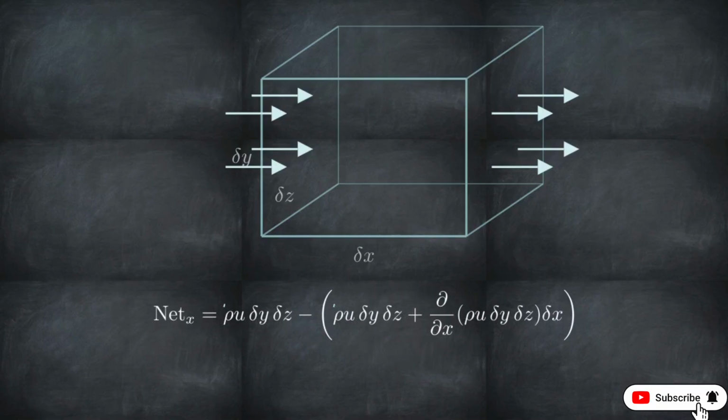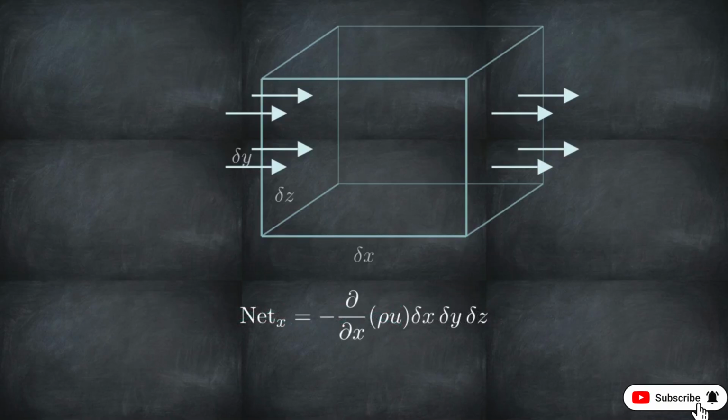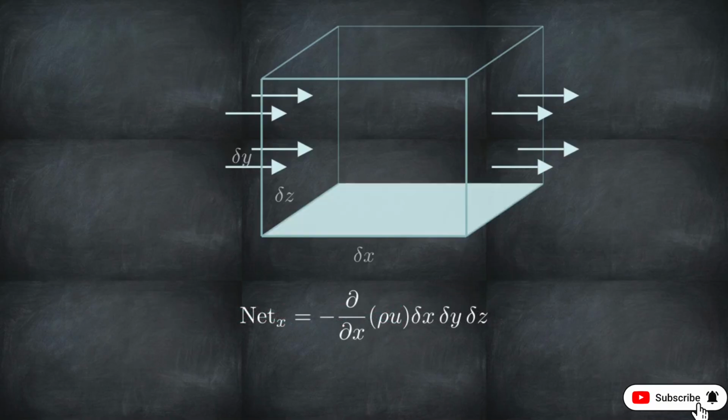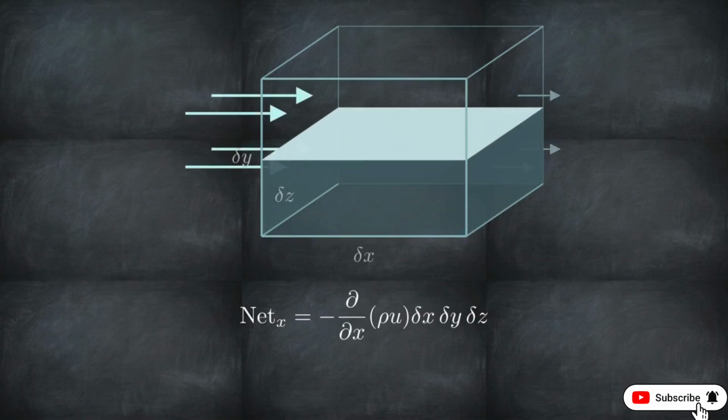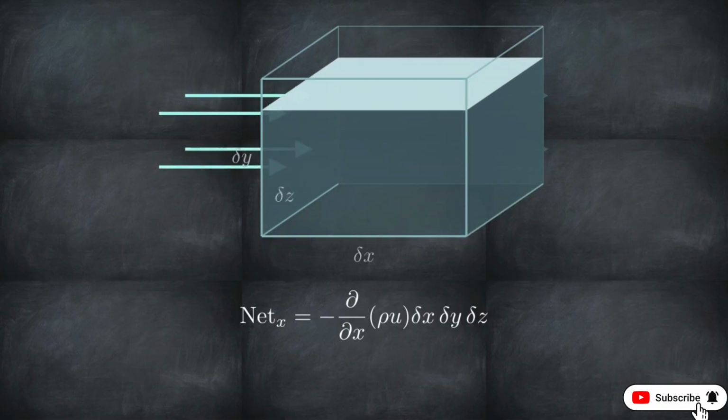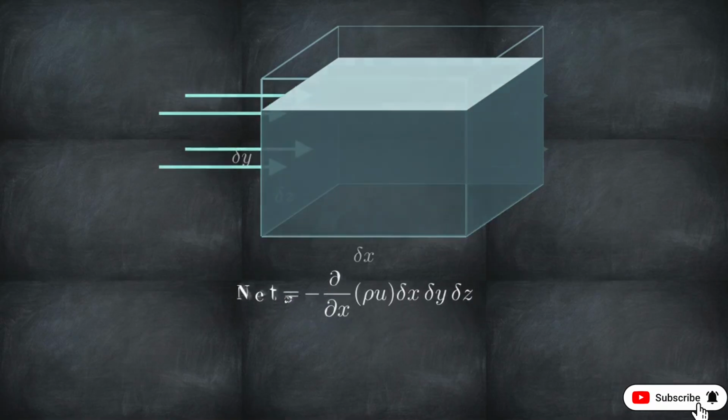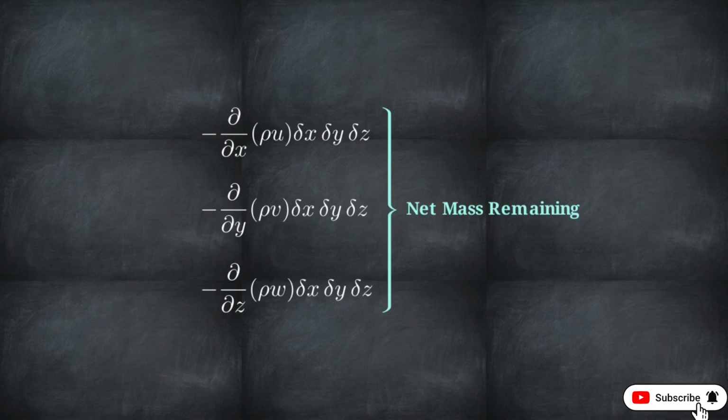Subtracting the leaving mass from the entering mass isolates the remaining mass inside. This result captures exactly how much mass is left behind. If the flow slows down as it crosses the box, that missing fluid is now stored inside the volume. We then apply this exact same logic to the y-axis, using velocity v, and the z-axis using velocity w.